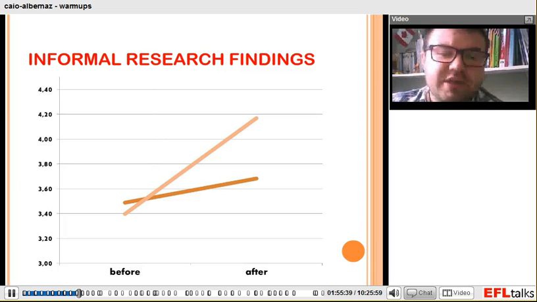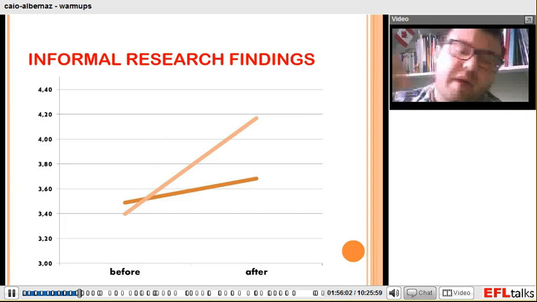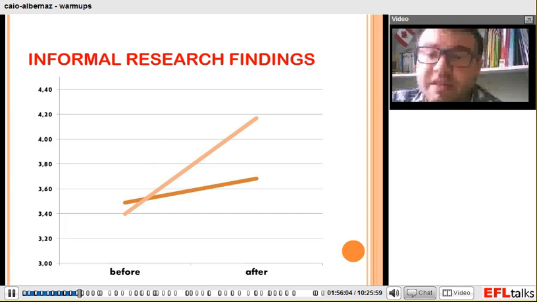And this darker line here in the graph represents some days where, on purpose, I didn't come up with any warm-ups for them, and then the energy or their engagement tended to be a little lower. But when they had warm-ups, which is the lighter line, they had more engagement in the lesson.